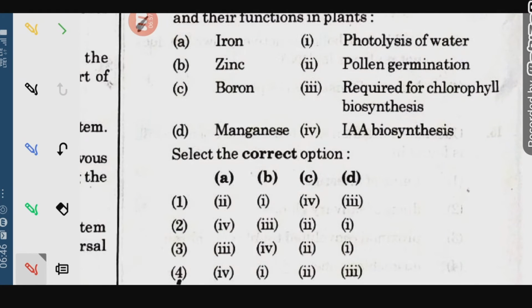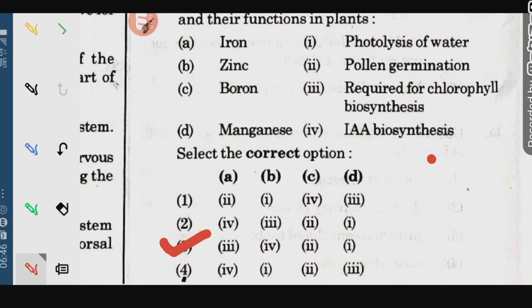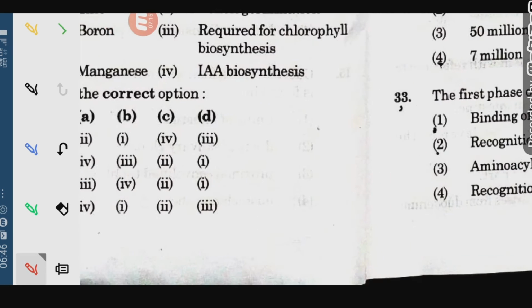Done. Then zinc is associated with IAA, that means indole acetic acid biosynthesis is the right option. So done. Let's move on to the next one.